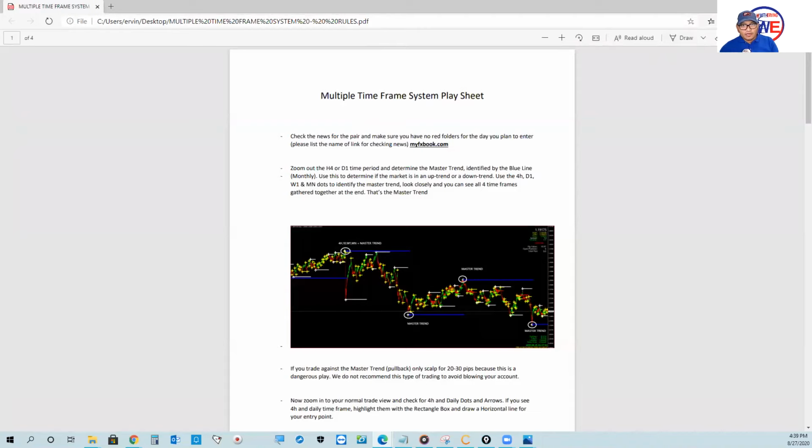I'm gonna go ahead and pin it in our chat room so everyone can go ahead and print it out and save it if you guys want. But basically, what we're looking for here is the 4 hours, daily, weekly, and monthly to determine what the master trend is. So I circle it in there and type it in there. 4 hours, daily, weekly, monthly, boom, master trend.